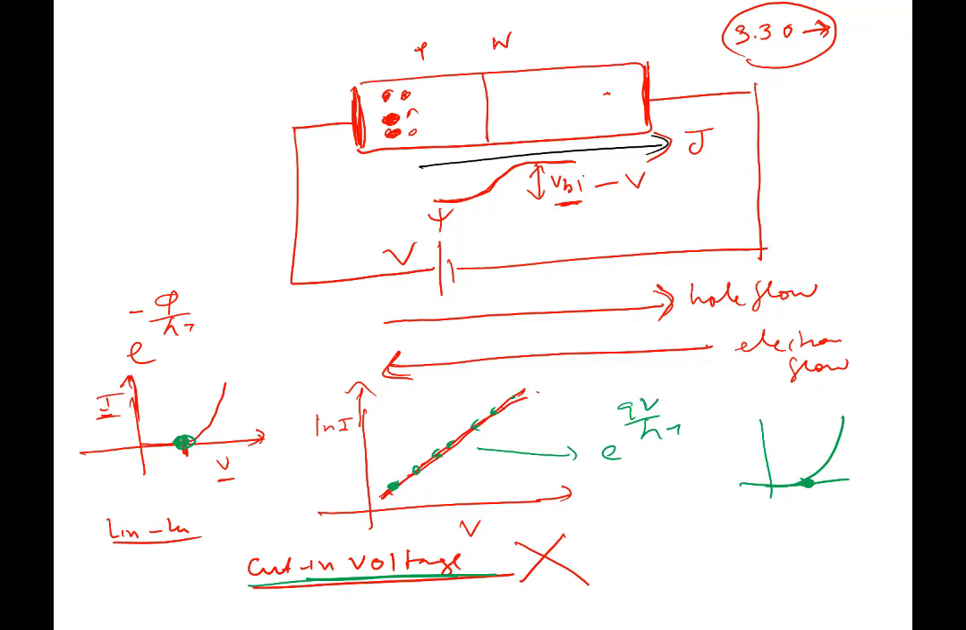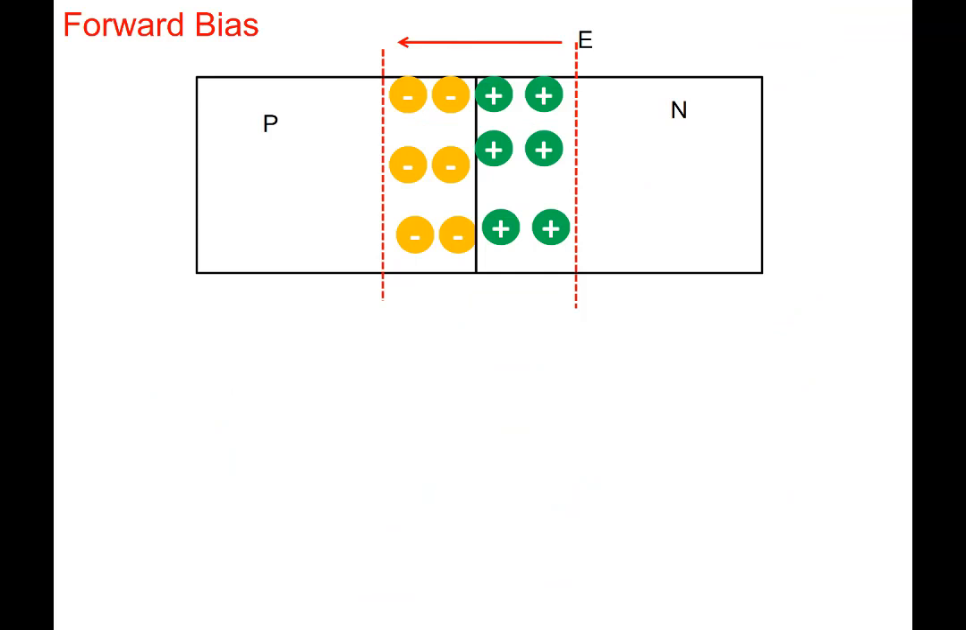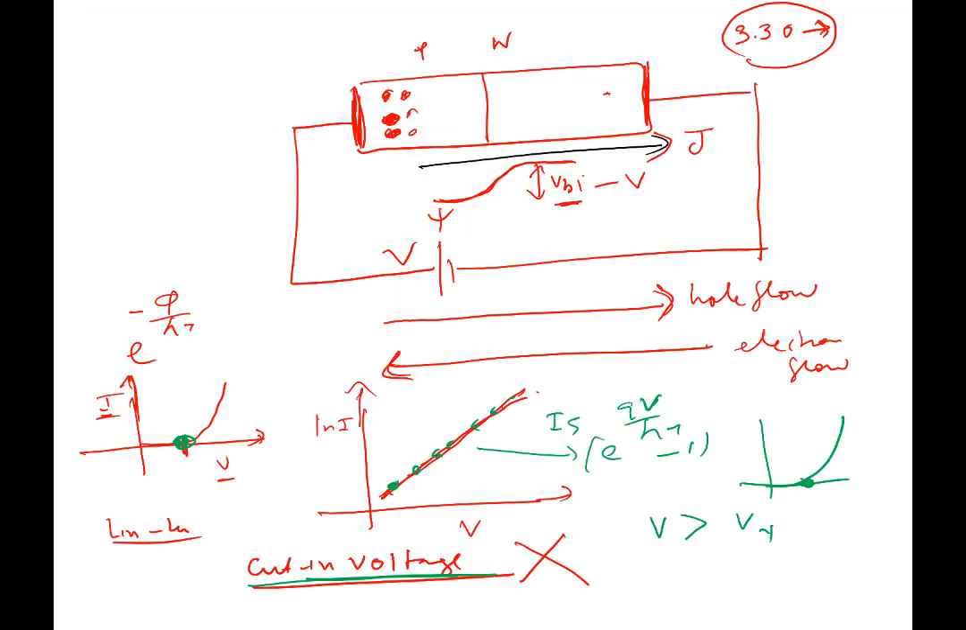This equation that you know, we will derive it, I equals Is e to the power qV by kT. Have you ever heard that this equation is only valid for V greater than V gamma? No. There's nothing like this. This equation is all the time valid in forward bias. There's no V gamma. So there is no cut-in voltage.